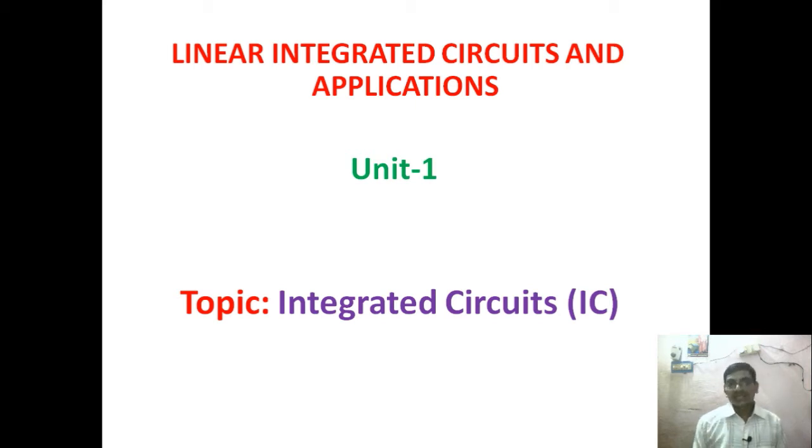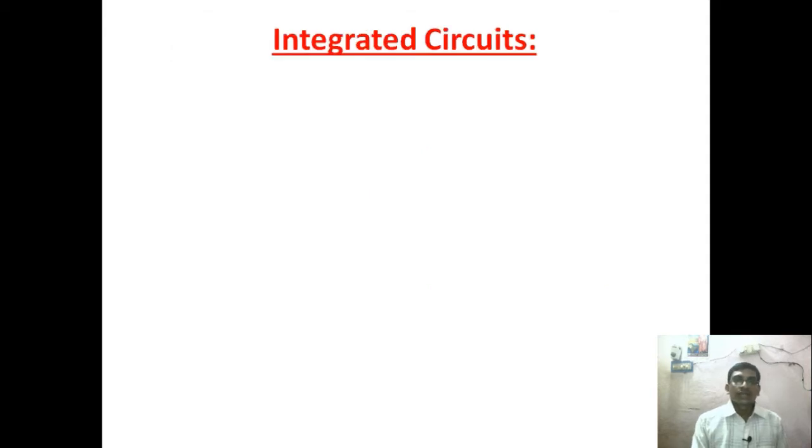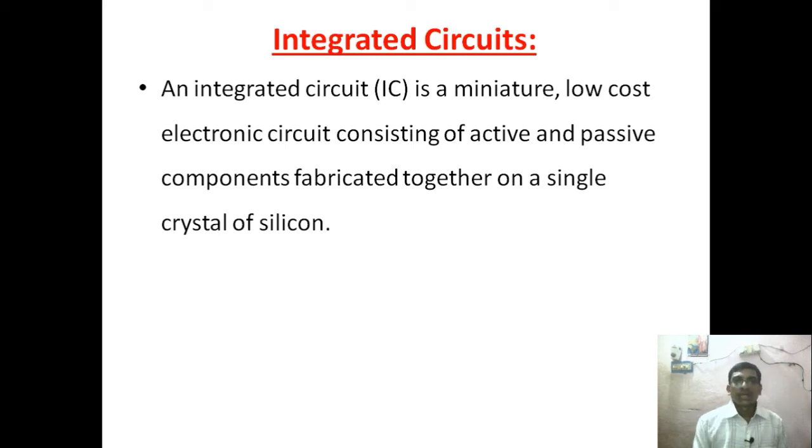And in this class, we are going to discuss what the different types of ICs are, how they are manufactured, and all. So let us quickly move into our topic, integrated circuit. The definition for the integrated circuit is: an integrated circuit is a miniature low-cost electronic circuit consisting of active and passive components fabricated together in a single chip of silicon.